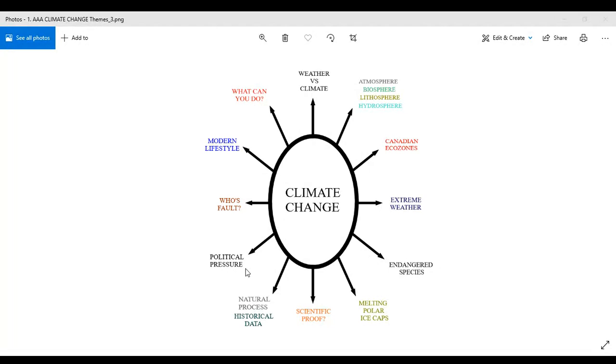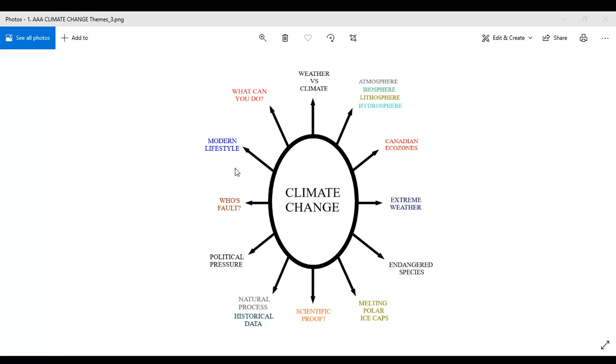Looking more on the political side of things, there's a lot of political pressure related to science, related to the science focused on climate change. What things can politicians do to help alleviate climate change? Whose fault is it? Is it the fault of politicians? Is it the fault of big industry? Is it your fault? As a regular citizen, what role do you play in climate change? What type of lifestyle factors and choices do you make? And does everybody make that kind of keeps climate change going?